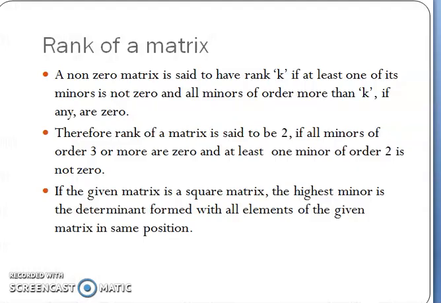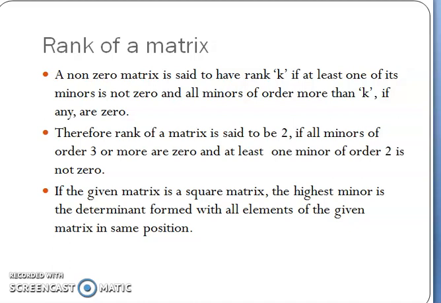Rank of a matrix. A non-zero matrix is said to have rank k if at least one of its minors is not 0 and all minors of order more than k, if any, are 0. Therefore, the rank of a matrix is said to be 2 if all minors of order 3 or more are 0 and at least one minor of order 2 is not 0.